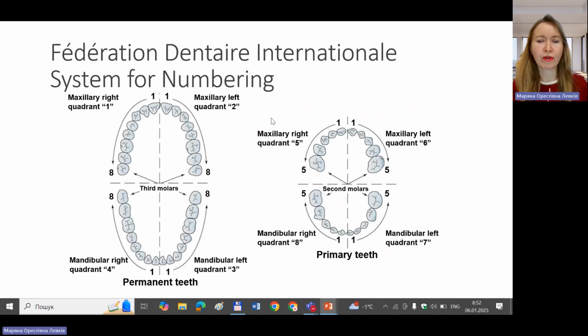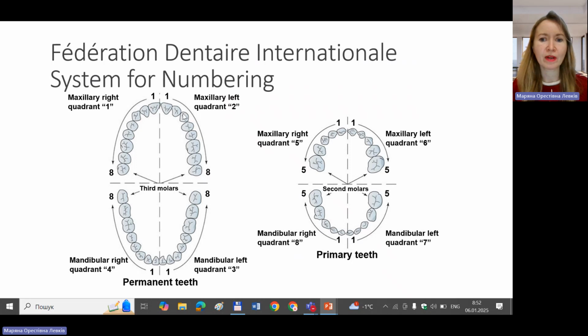Federation Dentaire International, or FDI, numbering system. The oral cavity is divided into 4 quadrants. To each quadrant is assigned a number: 1, 2, 3, and 4. And then for every tooth there is also a number, starting from the central incisor of one part of the dental arch. So we have central incisor number 1, lateral incisor number 2, canine number 3, first premolar 4, second premolar 5, first molar 6, second molar 7, and third molar 8.